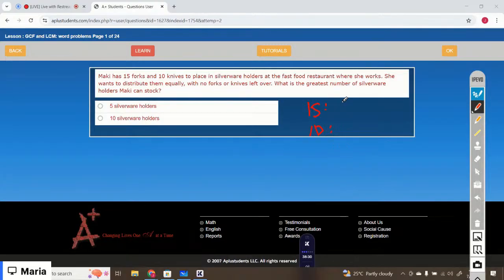prime factors. They are 3 times 5, 2 times 5. So the only common number is 5. So that means the GCF or the greatest number is 5. Option number 1 is the correct option, that is 5.